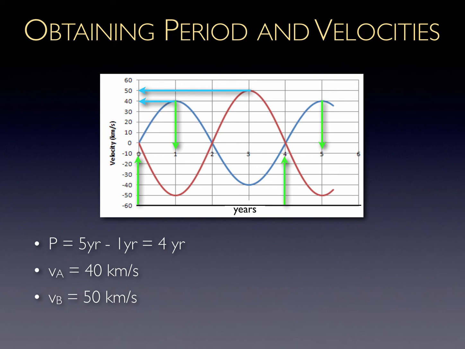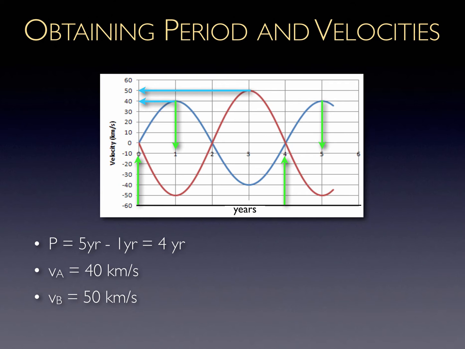Data about the speeds of the stars at different times can be used to plot what is called a velocity curve. Recall that it is the radial velocity that is measured using the Doppler shift. The orbital period is the time between successive peaks. Note that it can be seen graphically that the period is the same for each star. The velocity of each star, which is the peak of the radial velocity for each star, can be read off the vertical axis, as shown. In this example, the period is 4 years since there are 4 years between peaks, 5 minus 1.